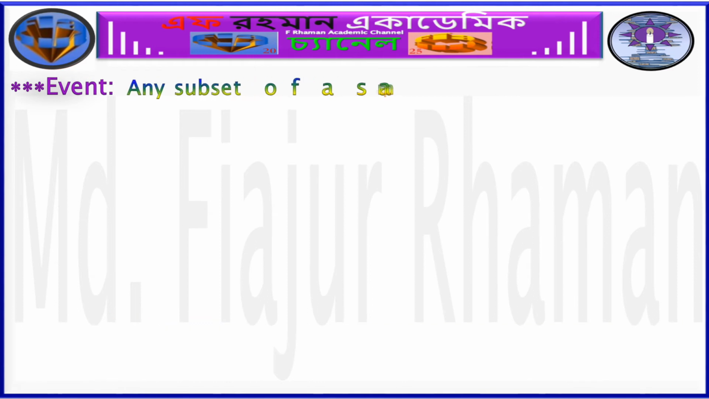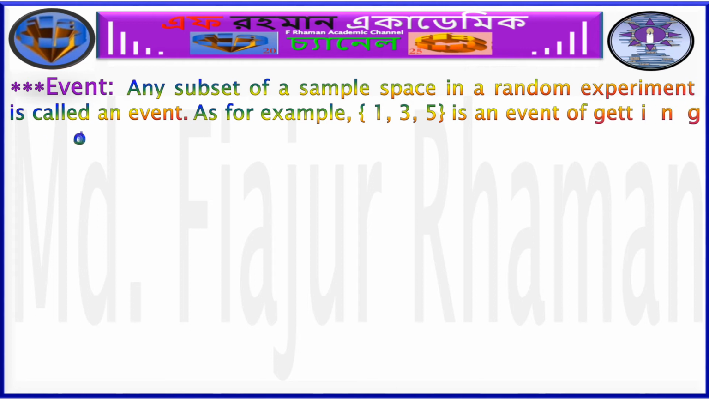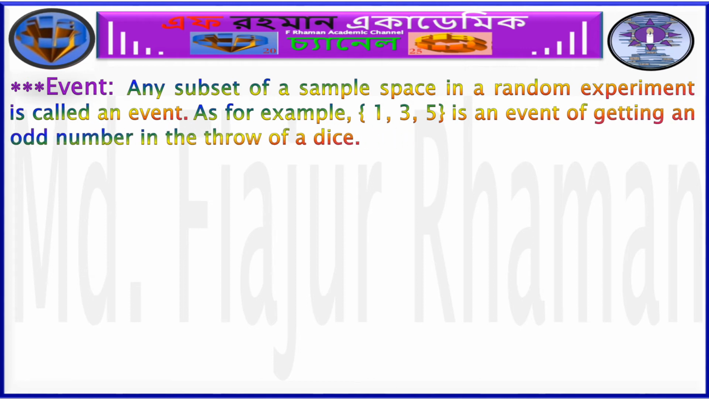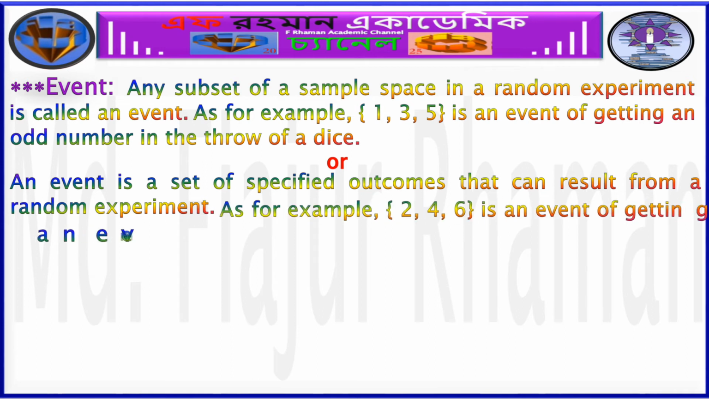Event. Any subset of a sample space in a random experiment is called an event. As for example, {1, 3, 5} is an event of getting an odd number in the throw of a dice. Or, an event is a set of specified outcomes that can result from a random experiment. As for example, {2, 4, 6} is an event of getting an even number in the throw of a dice.